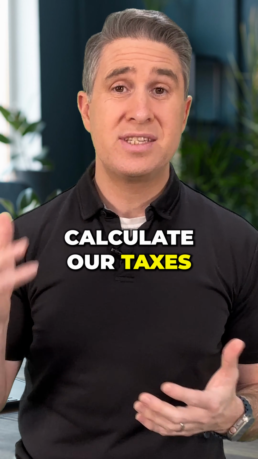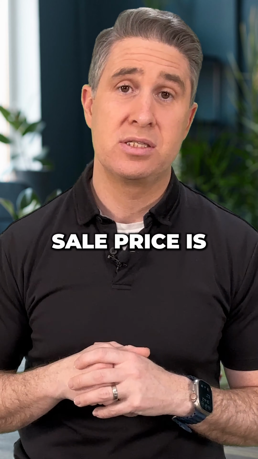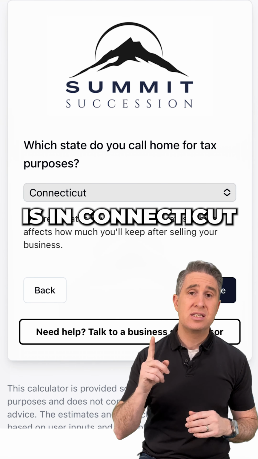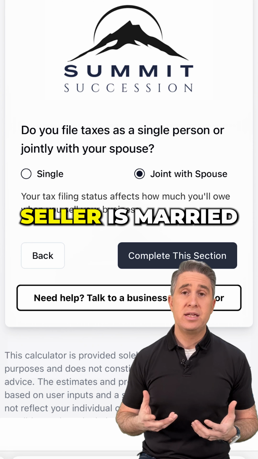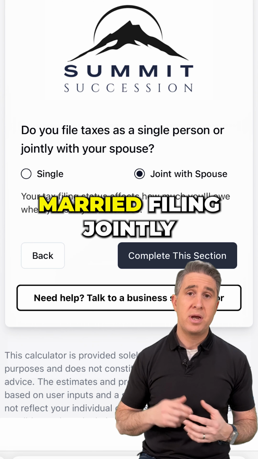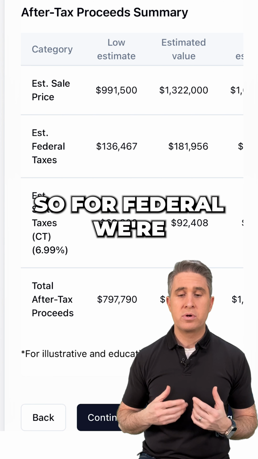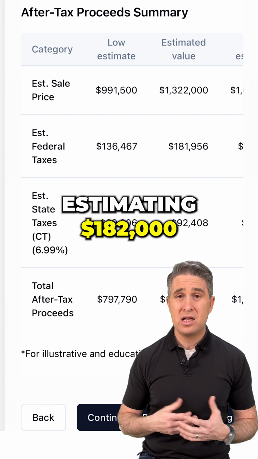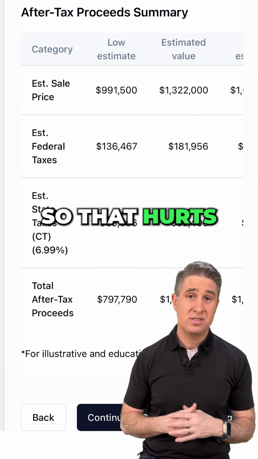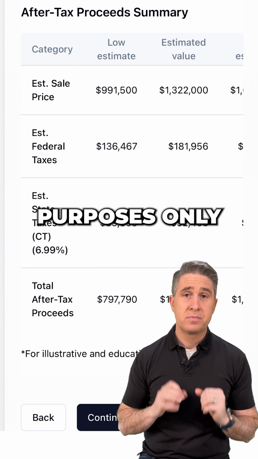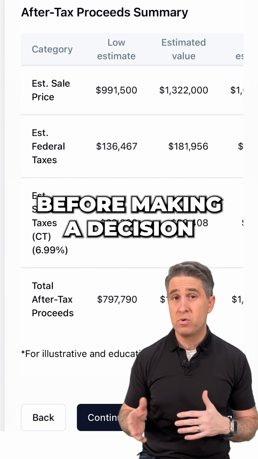Now we have to calculate our taxes because what really matters is what we take home, not what the business sale price is. So going through the calculator, this business is in Connecticut. We're going to select Connecticut. We're going to assume that this seller is married. So we're going to choose married, filing jointly, and boom, we have our estimated taxes. So for federal, we're estimating $182,000, and for the Connecticut taxes, about $92,000. So that hurts. Again, illustrative purposes only. You should consult a tax professional about your specific business before making a decision.